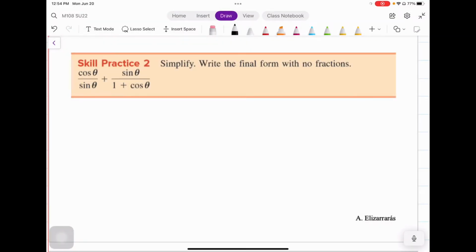Our second question asks us to simplify with no fractions. The first thing I recognize is, okay, there's some denominators here. I want to go ahead and find a common denominator first, and then see what I can do to simplify once I have a common denominator. That means I'm going to need to multiply the right-hand expression by the sine of theta over the sine of theta, and I'm going to need to multiply the left-hand expression by 1 plus cosine of theta over 1 plus cosine of theta.